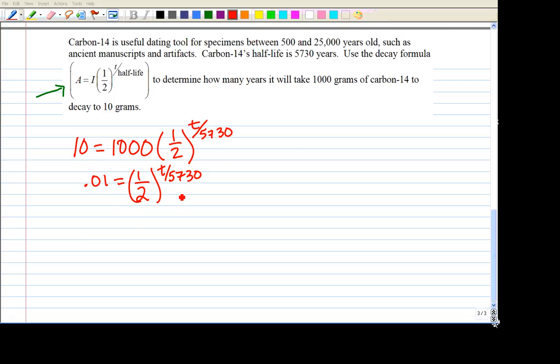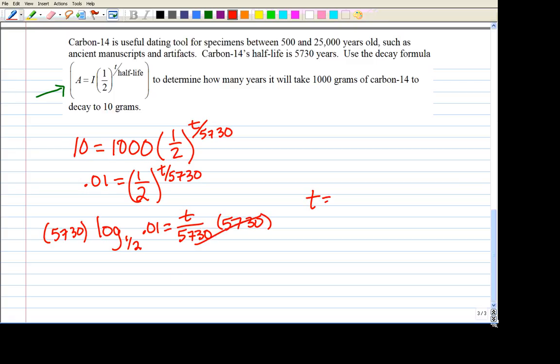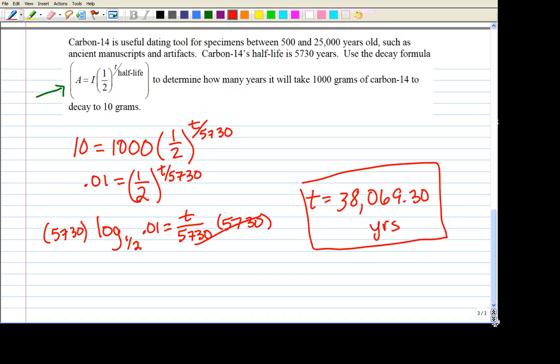So if I want to rewrite this as a log so that I can solve, a log lets you solve for something that's in the exponent, so I'll take the log, my base is whatever has the exponent, so I've got log base 1/2 of 0.01 is equal to what was my exponent, T over 5,730. To get T by itself, I'll multiply both sides by 5,730. And I will get that T equals, you can plug this part into the calculator, 38,069.30 years. That's how long it would take 1,000 grams of carbon-14 to decay to 10 grams.